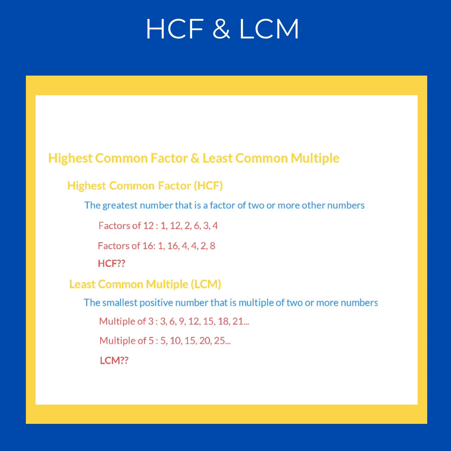So the factors of 12 are 1, 12, 2, 6, 3, 4. Why? Because 1 times 12 is 12, 2 times 6 is 12, and 3 times 4 is 12. So these are the only factors. Now the factors of 16 are 1, 16, 4, 4, 2, 8, and these are the only factors of 16.